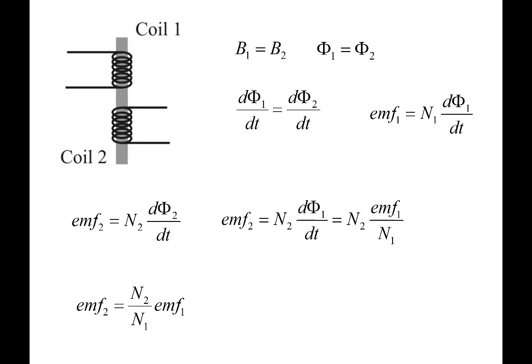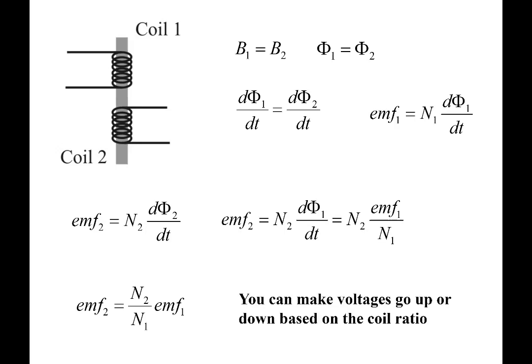Therefore, I simply have voltage in coil 2 as a ratio of the number of turns between the two coils times the voltage in coil 1. And you can basically make voltages go up or down in coil 2 based on the ratios of the two different coils. And that's more or less how a transformer works. We could step up the voltage or step down the voltage. Now, this is one configuration of a transformer.